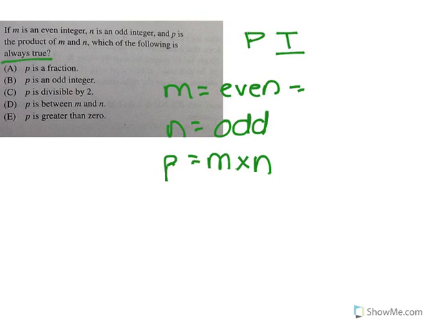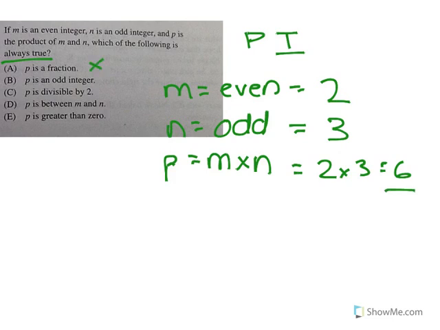So let's pick some values for these. I'm going to pick really easy ones. I'm going to pick 2 for M and 3 for N, an odd. So in this case, the product would be 2 times 3 equals 6. And let's see which ones of these are true. P is a fraction. No, it definitely is not.